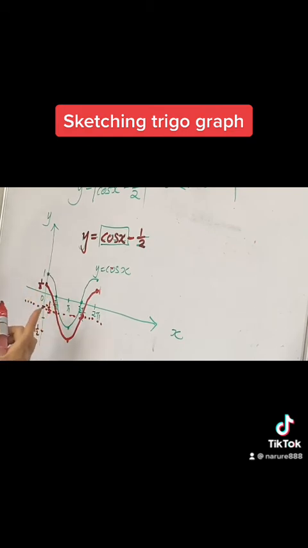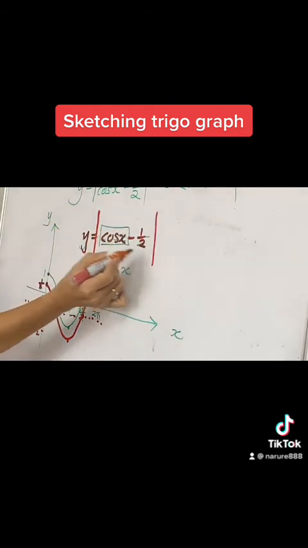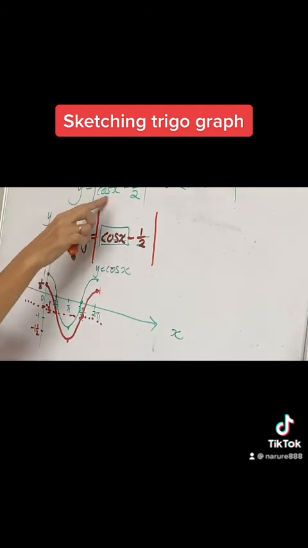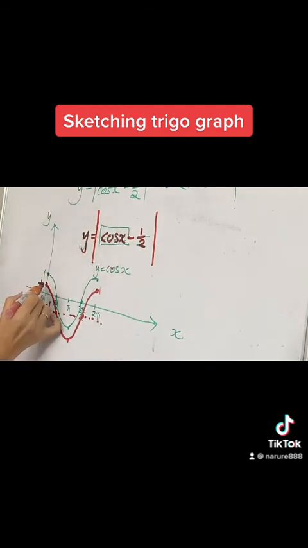The last step is I will try to modulus the graph. I will try to make it positive. Once you put a modulus like that, it is the graph that we are going to sketch. The positive part will remain unchanged. That means this part still remains unchanged. The negative part will go up. It will be a refraction.